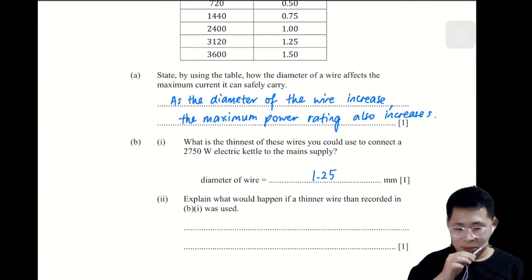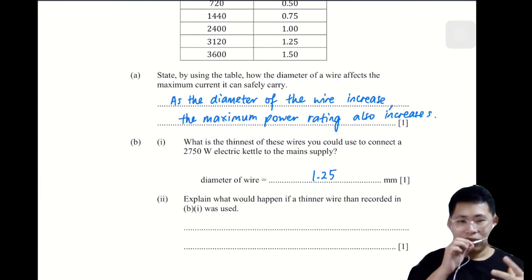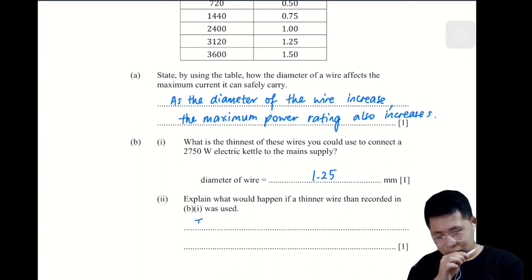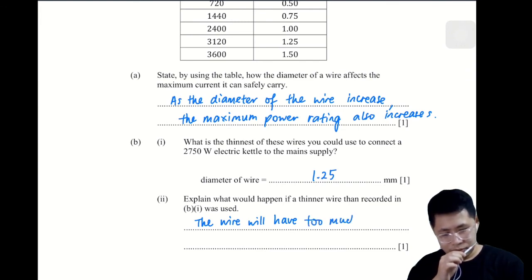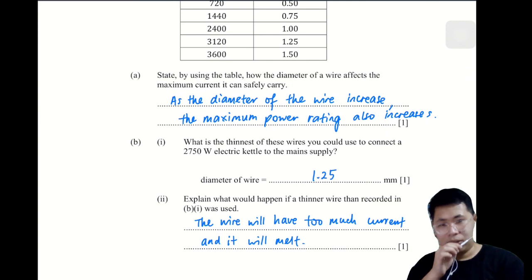Part 2: explain what will happen if a wire thinner than this one is used. If it is operating at higher power, you get more current, and the wire will have too much current and will burn and break. This is very, very dangerous. It will melt and break.